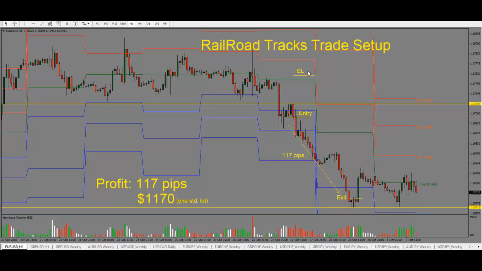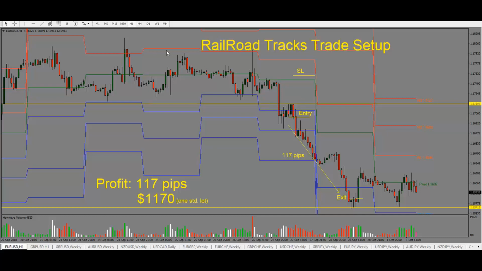Here we are looking at a railroad tracks trade setup. This is your US dollar 1 hour chart. A railroad tracks trade setup is when price moves in one direction and then immediately changes direction. So in this case, we see that price moved up here. So we have this nice bullish candle, and immediately after that, we have this bearish candle. And both the candles are approximately the same size, giving us an impression of railroad tracks. So this is our setup.